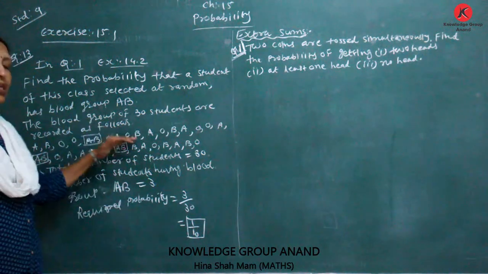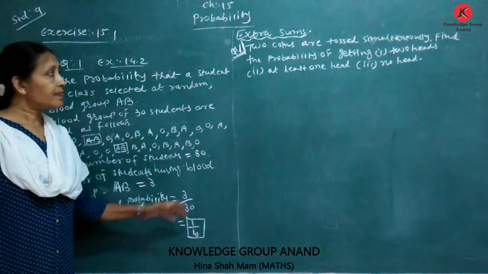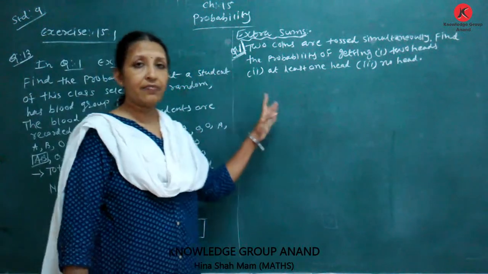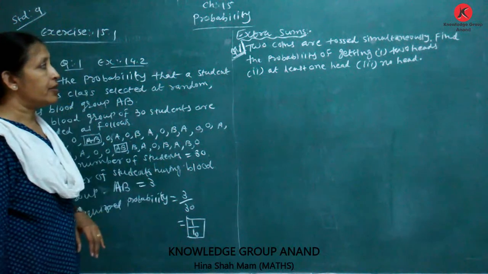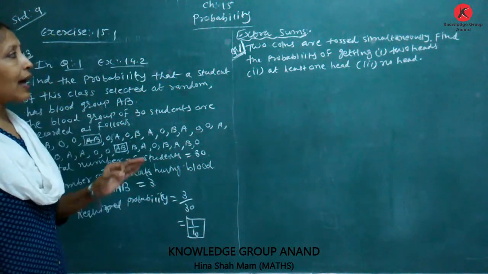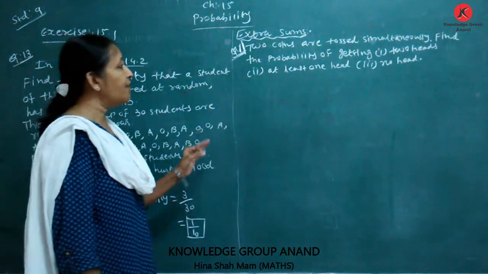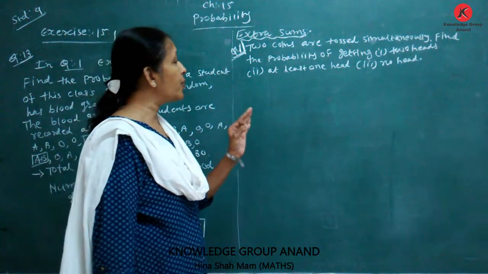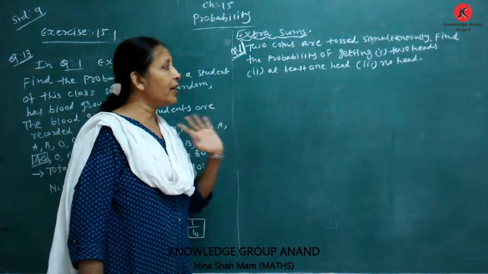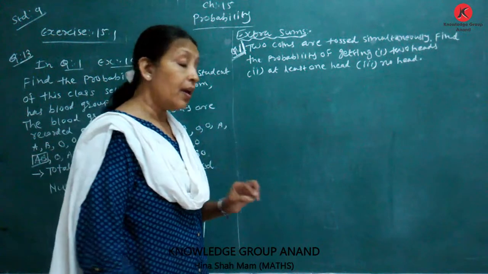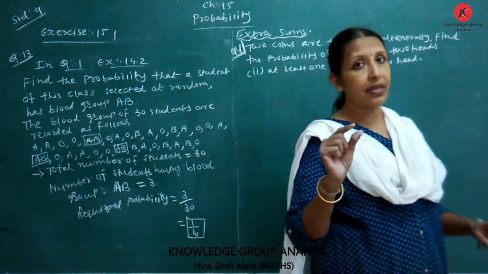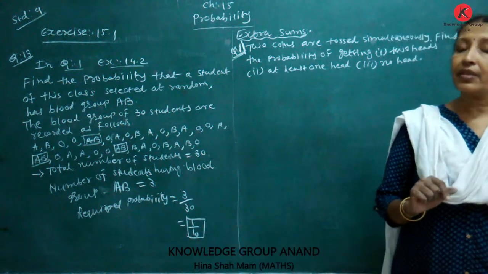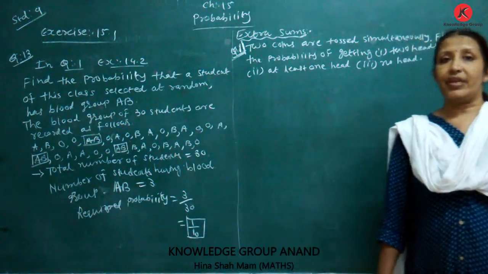Our textbook exercise is completed. Now, extra sums of this chapter. Number 1. Two coins are tossed simultaneously. Find the probability of getting 2 heads, at least 1 head and no head. We toss 2 coins. A coin has 2 sides, head and tail. Then we get 4 events.